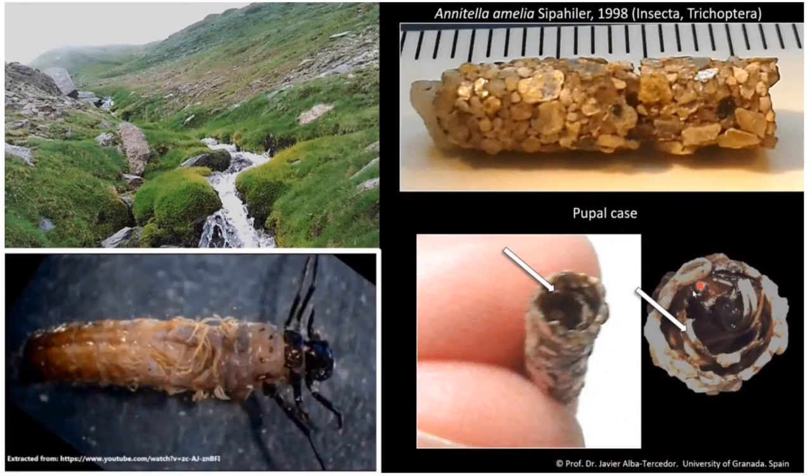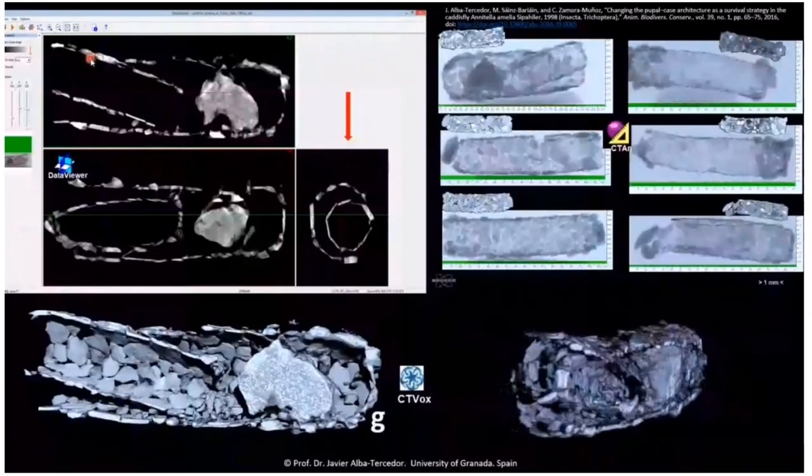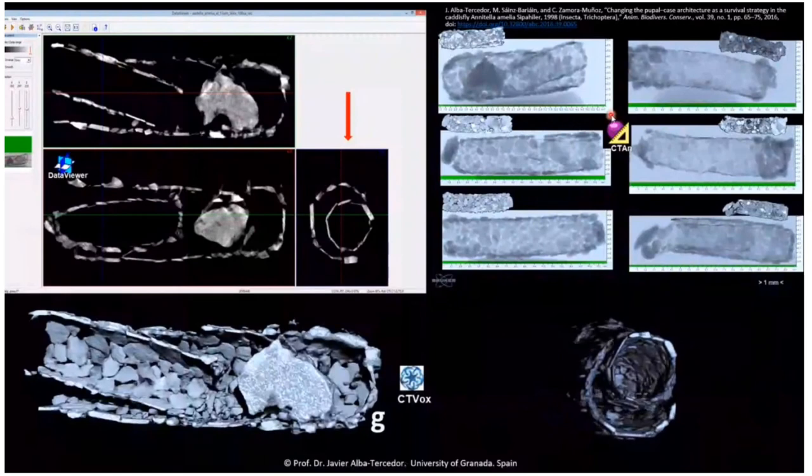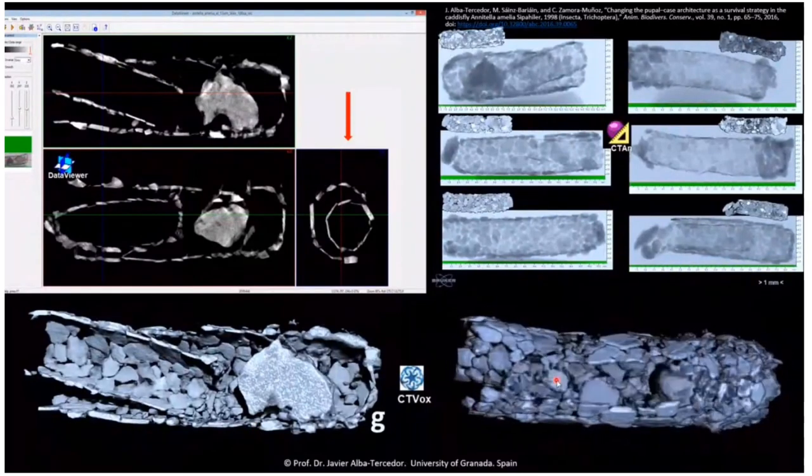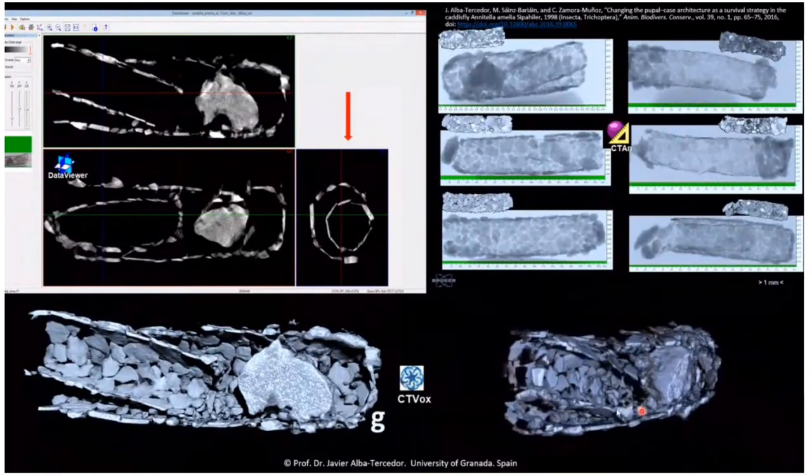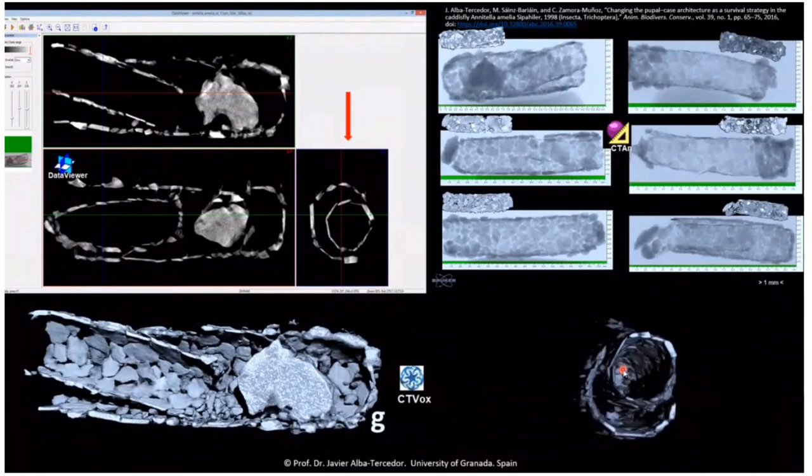We were studying this Iberian endemic species, and we observed several pupal cases. Strange, because they had two concentric tubes. Why? So much work, so much extra effort to do that. We observed this under the software with DataViewer or with CT Analyser, or here with CT-vox. We can see how there is a double tube. Why?